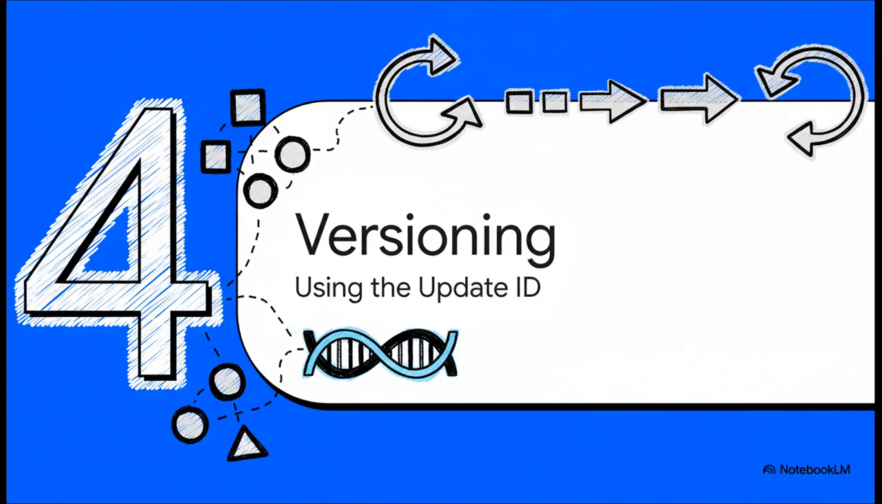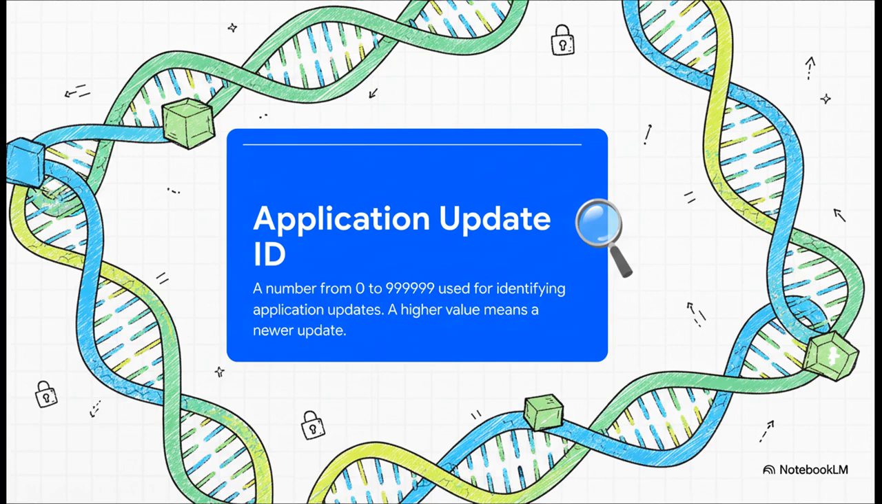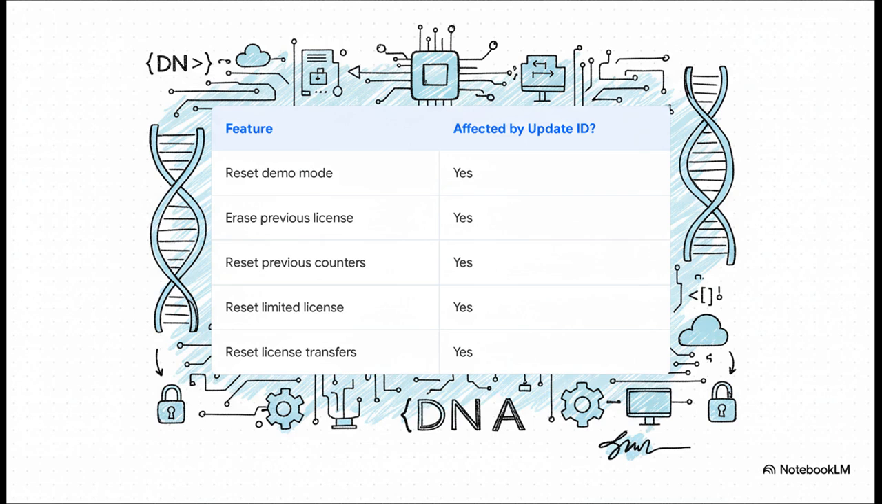Okay, so we've got the big picture signature down. Now let's zoom in a little and look at how you manage versioning on a more granular level, and that's with the Update ID. The Update ID is way simpler. Seriously, it's just a number you bump up with each new release. You start at 0, your next update is 1, then 2, and you just keep going. The only rule is a higher number always means a newer version. That's it.